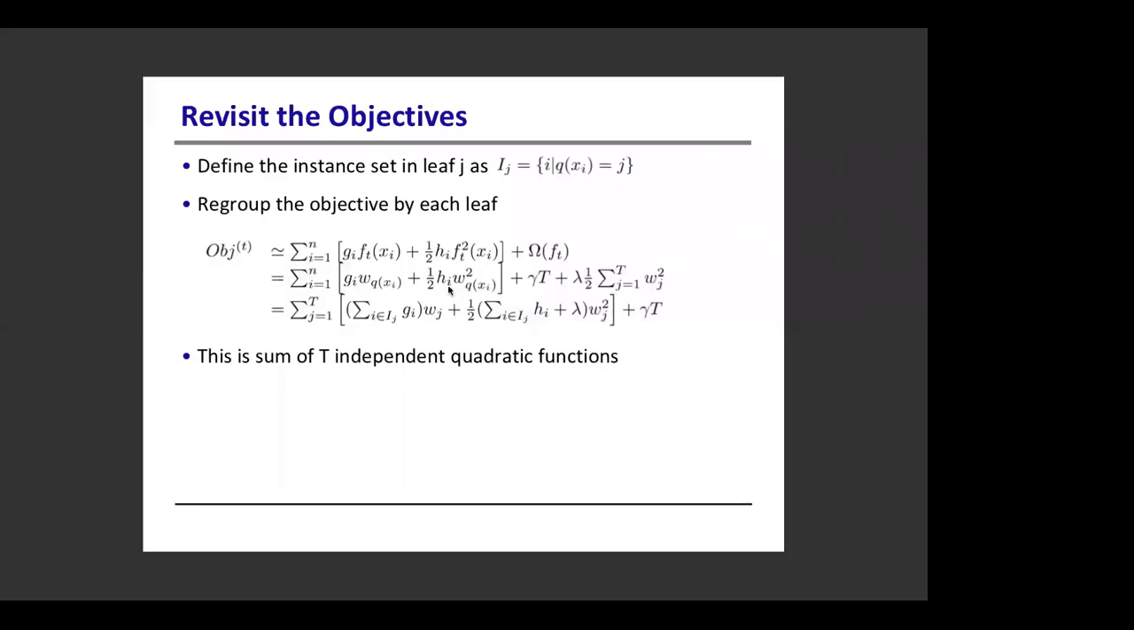Once we convert this into a summation per leaf, we can bring this term together here, correct? Here h_i is also per leaf, so we sum it up per leaf, plus lambda by 2, right? Because now both this as well as this are over the leaves. So for each leaf, this is what is happening.